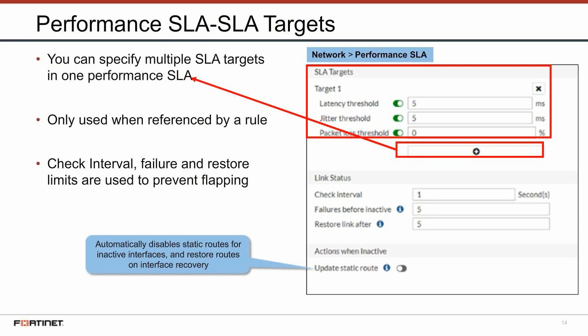This is also where you can set how often the system checks the link status to determine if it needs to transfer the traffic to another link. The failure before inactive and restore link after settings are to help prevent the system from continuously transferring traffic back and forth between links, a condition known as flapping.